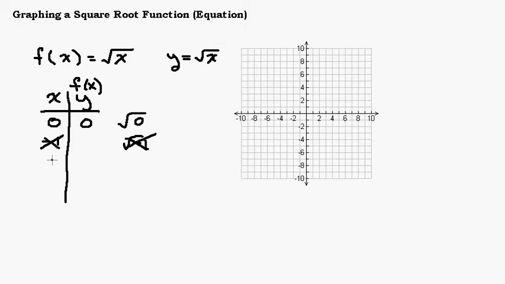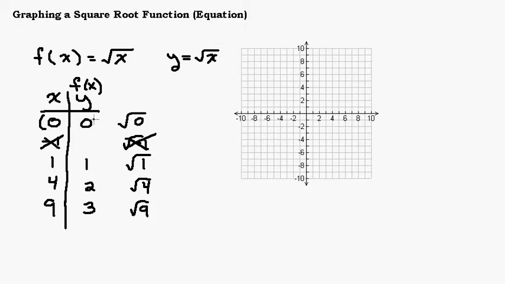So what's an easy number to take the square root of? Well, 1 is an easy number. Let's do the square root of 1. What times itself is 1? That would be 1. The next perfect square is 4. So what's the square root of 4? That would be 2. Alright, the next perfect square is 9. What's the square root of 9? That would be 3.